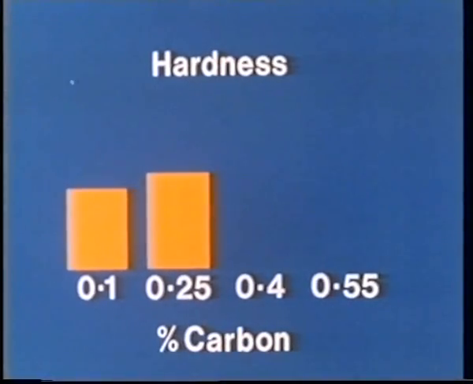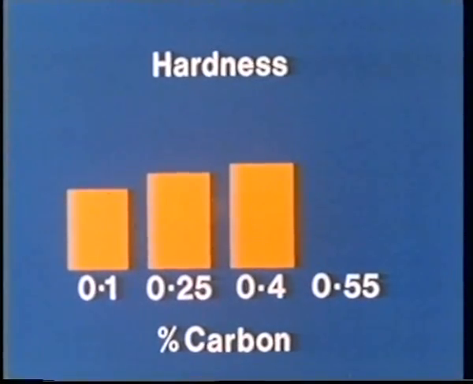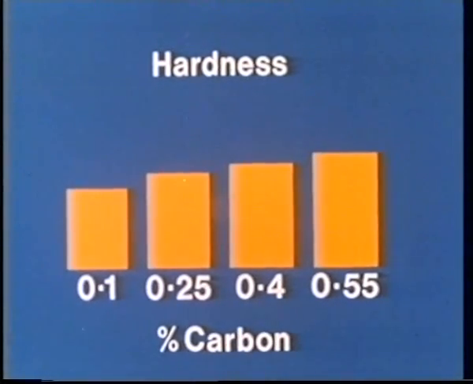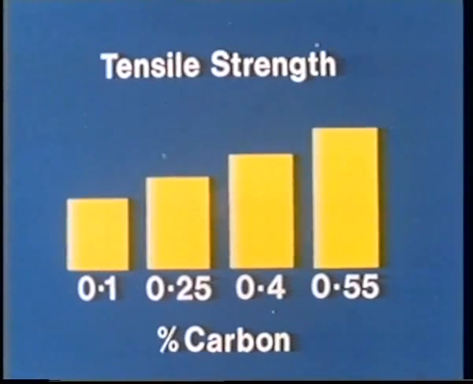Here are those results on a chart. The same test on the other two steels showed a further increase in hardness. The more carbon there is in the steel, the harder it seems to become. At the same time, there's an increase in tensile strength. But what do you think happens to the ductility? Well, we'll leave that for you to find out.